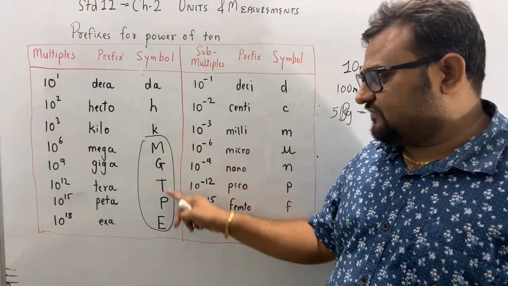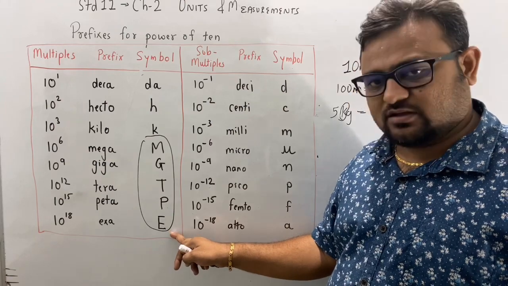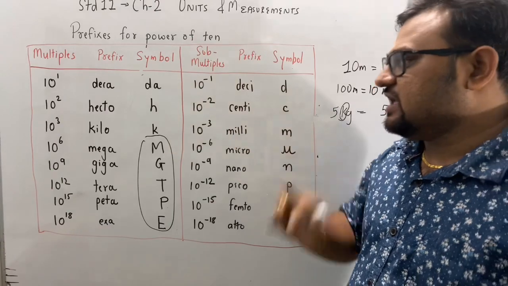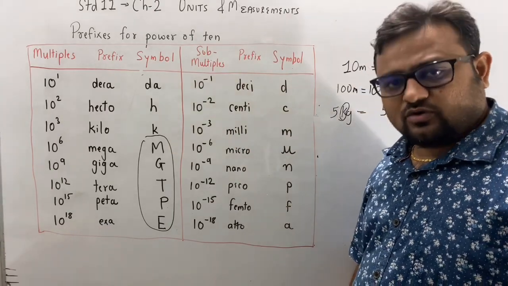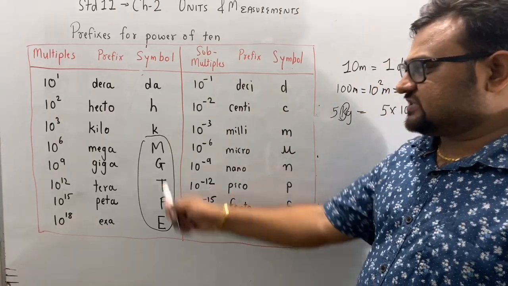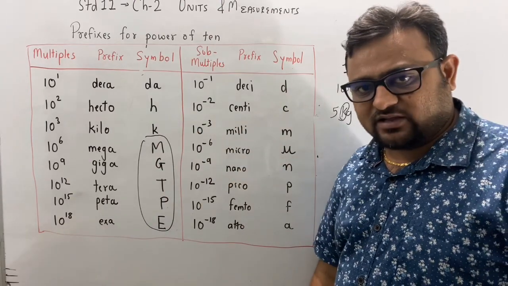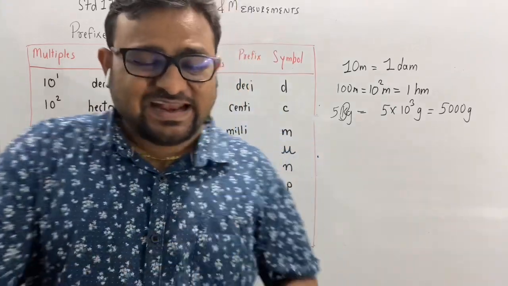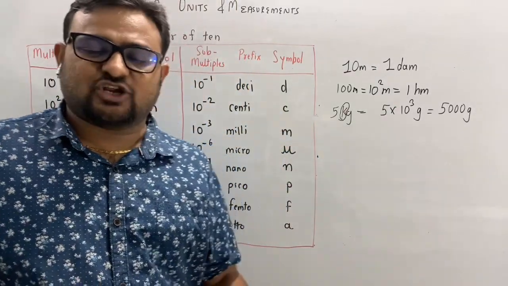Okay, these prefixes are in capital. All the other prefixes you will see here as well as here are in small. Okay, clear? This k is in small, not capital. Okay. Next, submultiples means decimals, right?